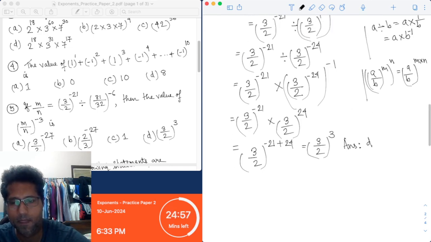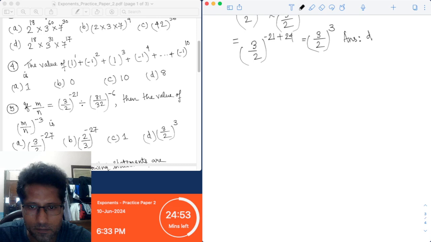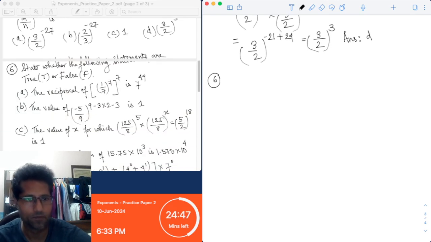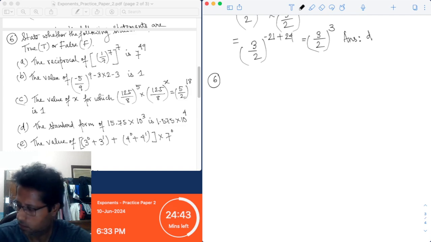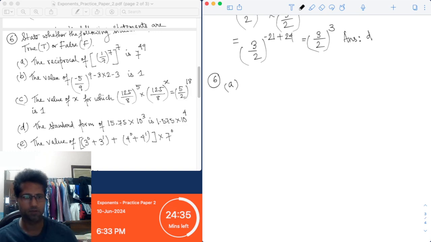Okay, let's solve question number 6. Question number 6. Okay, state whether the following statements are true or false. A is saying the reciprocal of (1/7) to the power 7, and again that whole raised to the power 7, is 7 to the power 49.